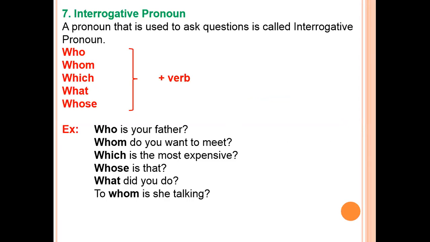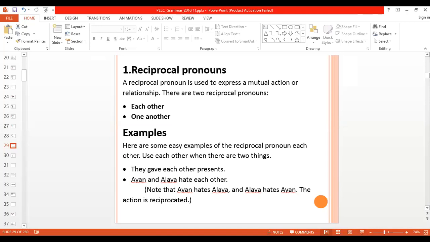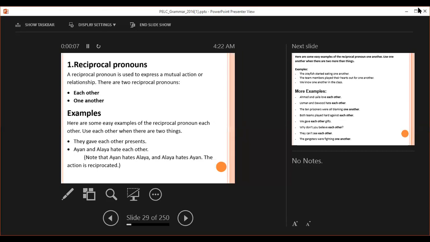Fine. So we want to move towards the next one, Claire. Thank you for the message. We want to move to the next type of pronouns. Next type of pronoun we have here, we call them what type of pronoun? Reciprocal pronouns. Clear?